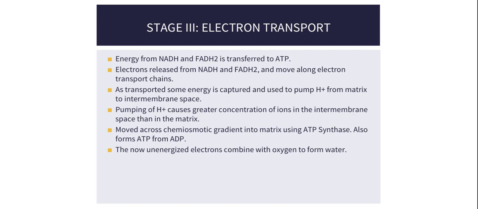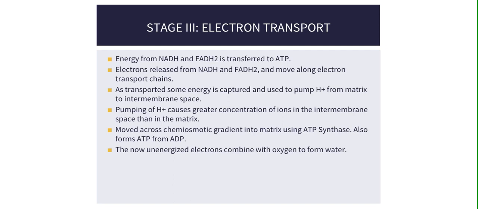The electron transport chains are on the inner membrane of the mitochondria. So we're now in the inner membrane. So we've gone from the matrix, we're in the inner membrane. As the high energy electrons are transported along the chains, some of that energy is captured. The energy is used to pump hydrogen ions from your NADH and your FADH2 across the inner membrane, from the matrix into the inner membrane space. So we are going from the matrix to the inner membrane.